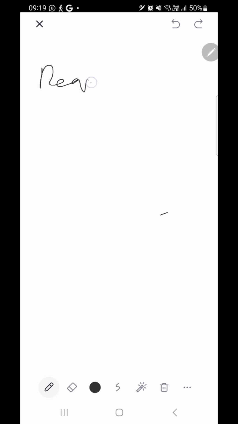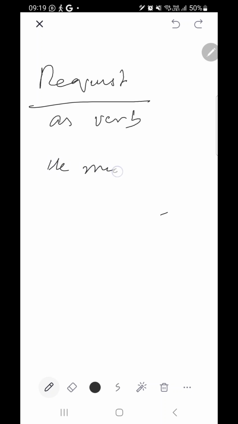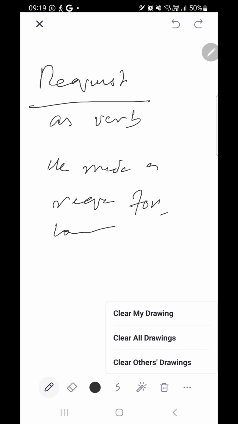Request, the word as verb and as noun. Let's say the patient requested painkiller, or he made a request for local anesthesia. So try to understand the difference.